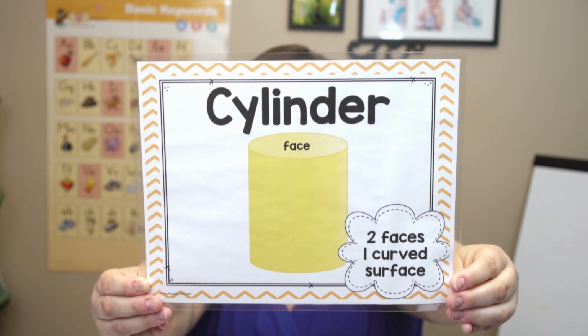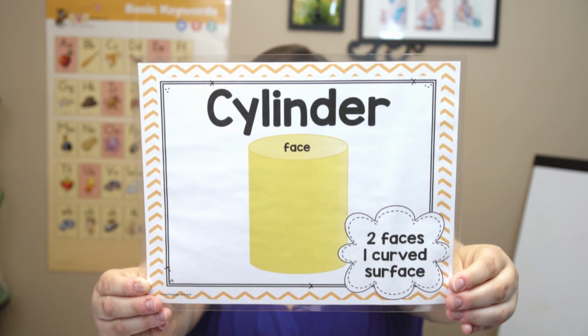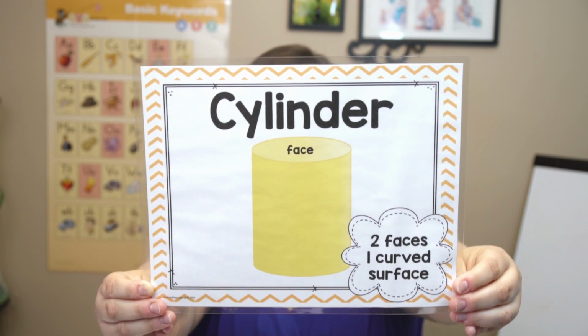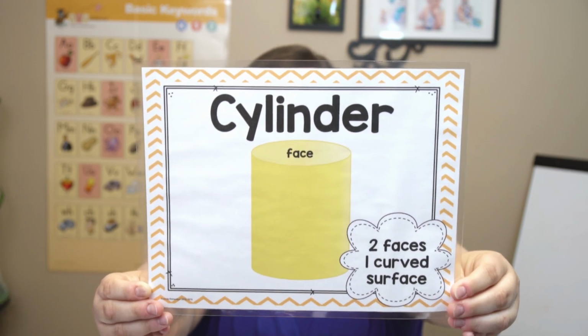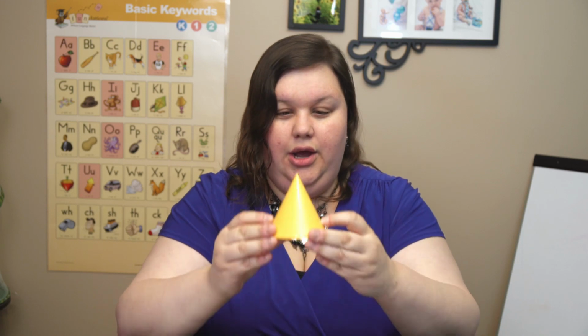A cylinder's like a can of soda. 3D shapes are fat, not flat. A cylinder's like a can of soda. You got it. Great job, my friends. You ready for some more? Here we go.